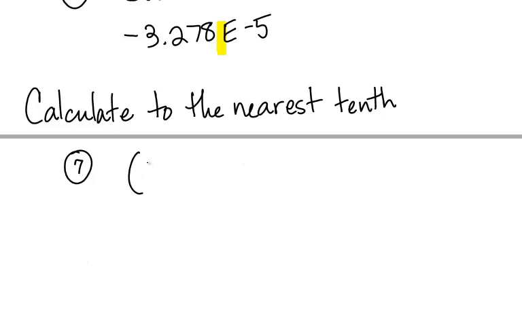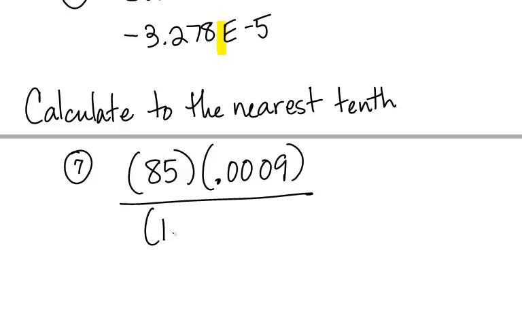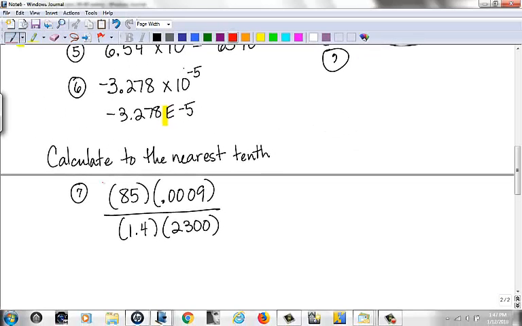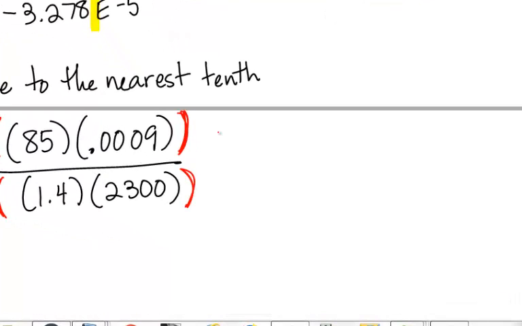Okay, so let's say I have 85 times 0.0009 all over 1.4 times 2,300. Now look at the parentheses up here. Okay, you need to put another set of parentheses here because you need that whole thing divided by this whole thing. And we're going to change it to scientific notation. Let's do it by hand first. Okay, this would be parentheses, parentheses.